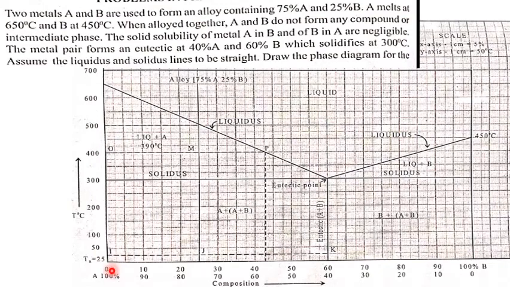So on the y, 1 centimeter will be equal to 50. So 100, 200, 300 like that. So temperature here also in degrees Celsius, and composition in a percentage. Okay, that's the first thing.